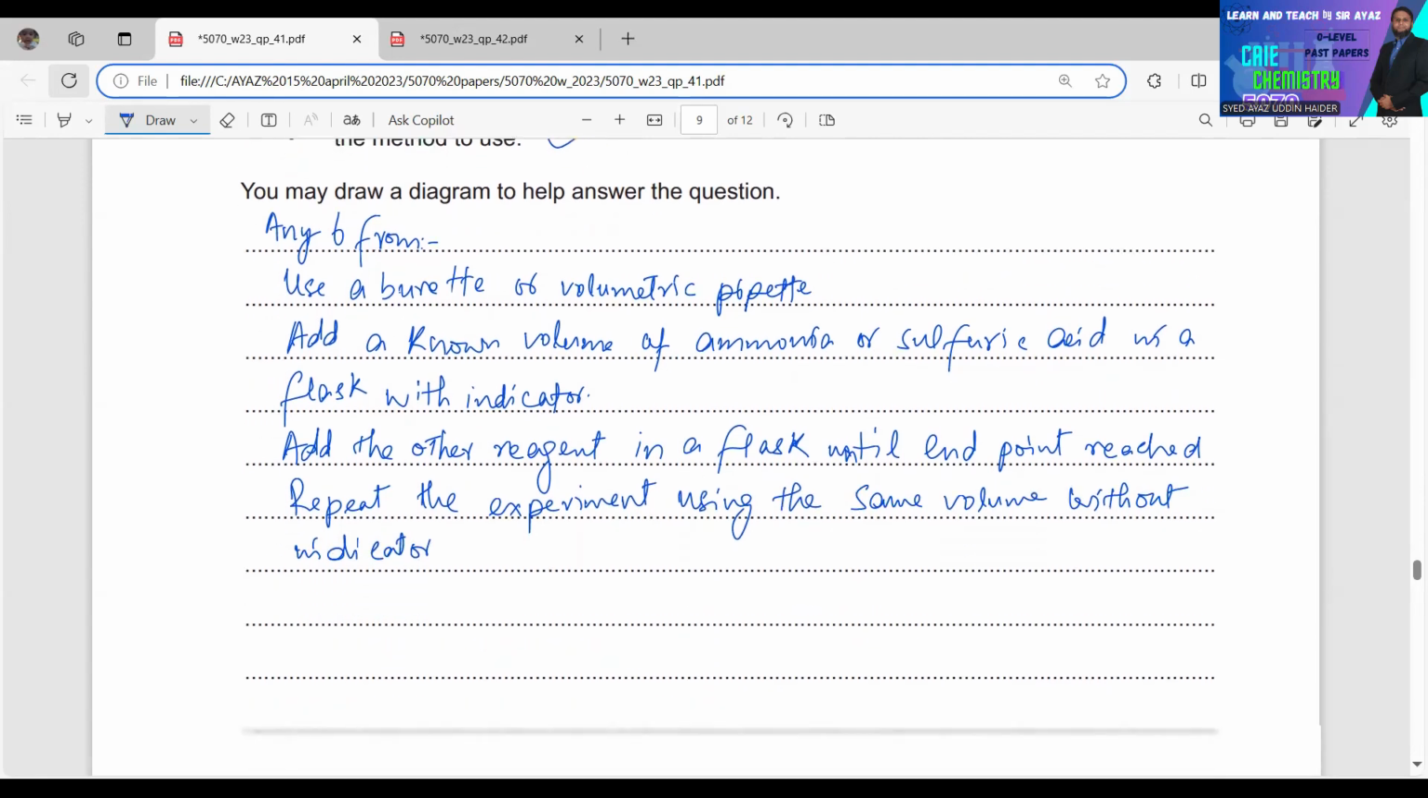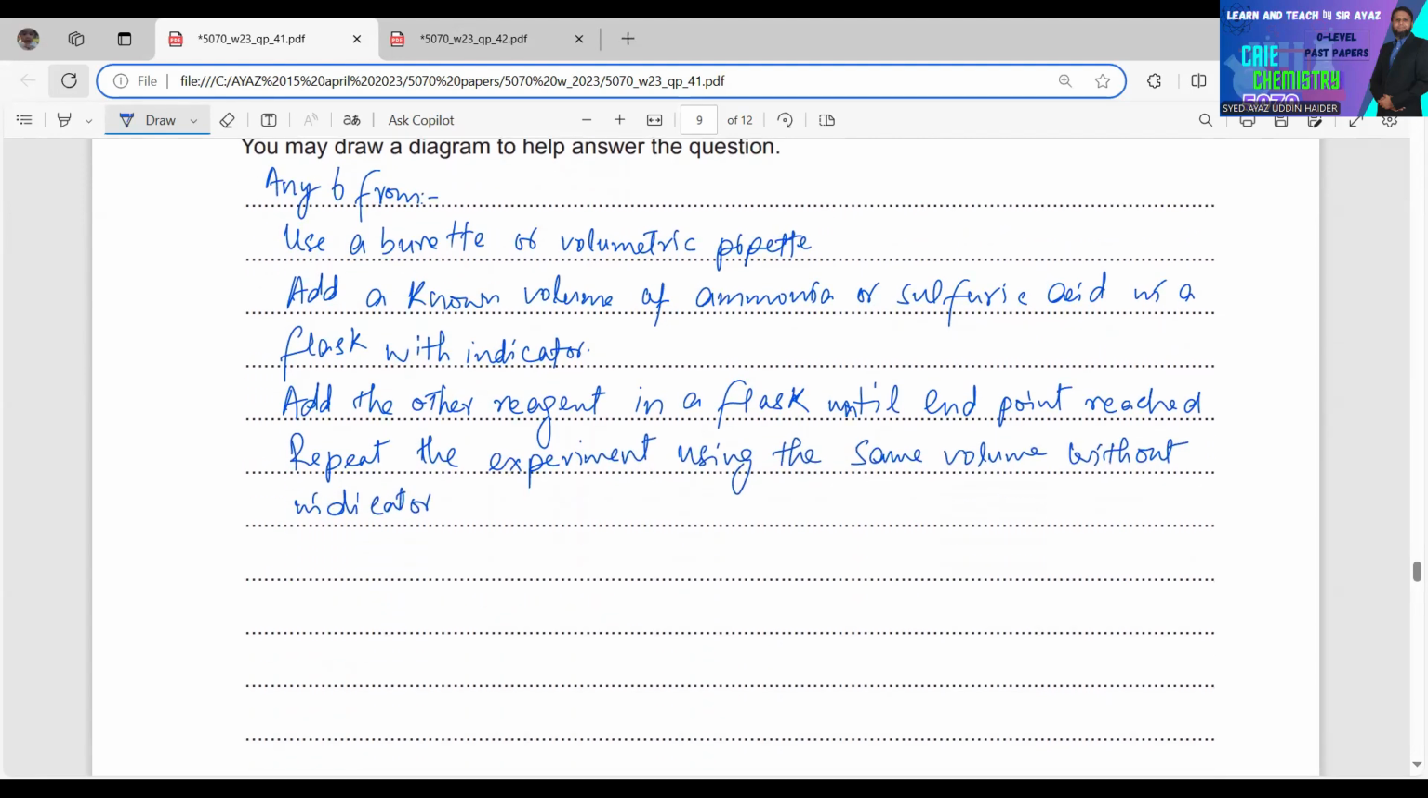Now the next step must be heating or evaporation. Evaporate through gentle heating. And write crystallize. And in the end, dry the crystals.